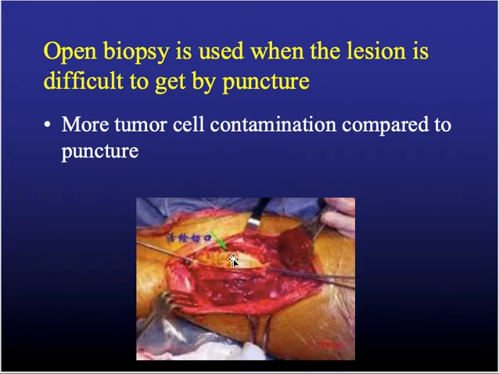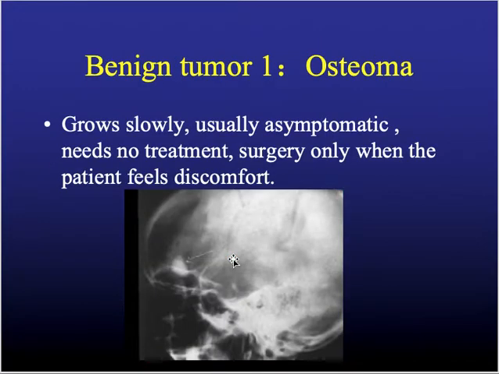You don't have to remember the names of the drugs or the things they use. Just an overview is enough for you guys. So let's start discussing the first benign tumor, that is osteoma. Osteoma, as the name shows, oma means tumor and osteo means bone.